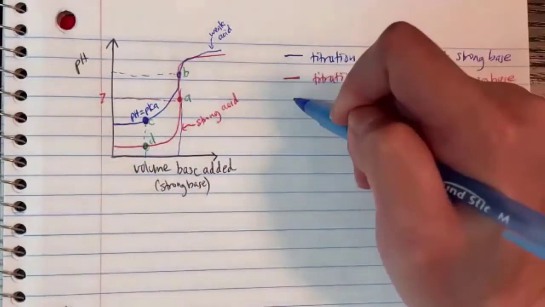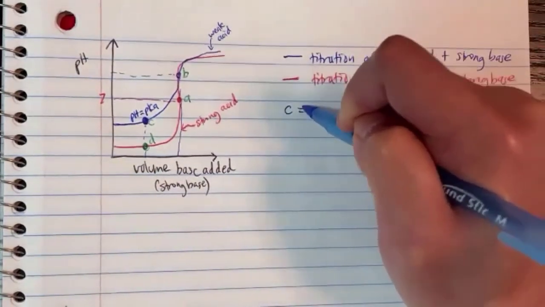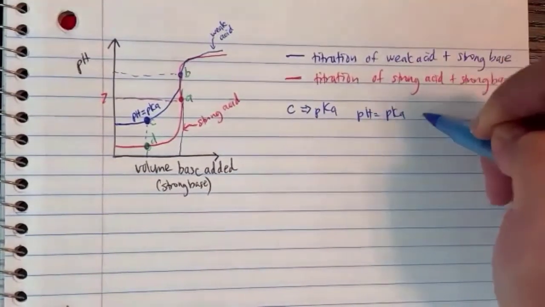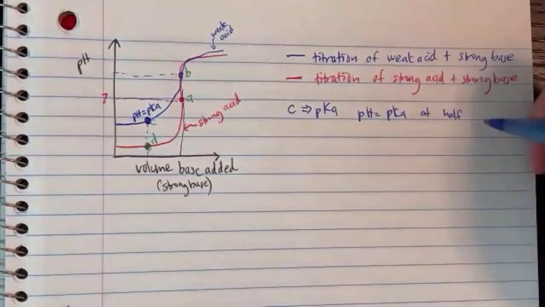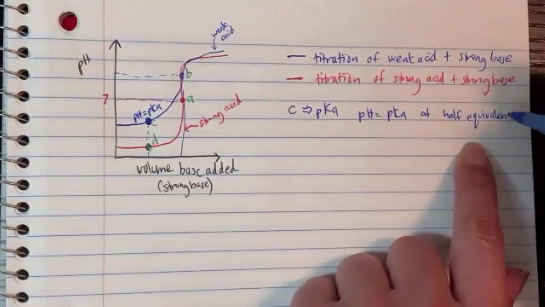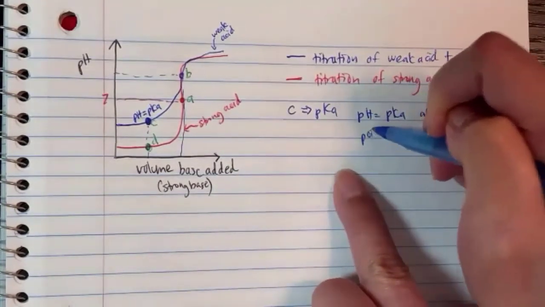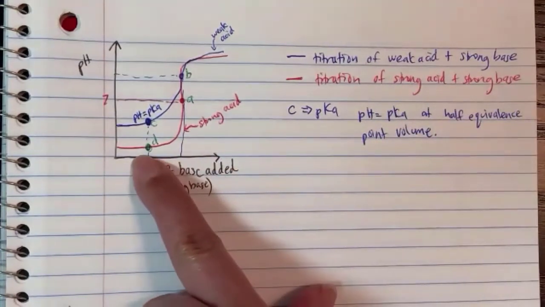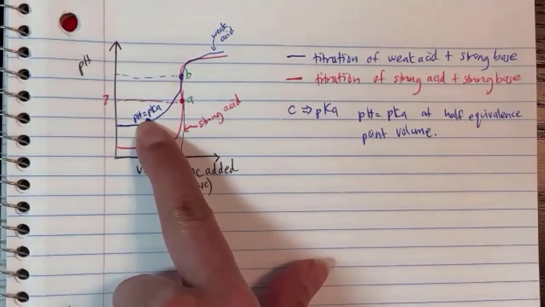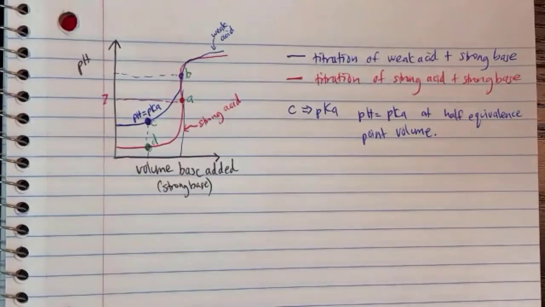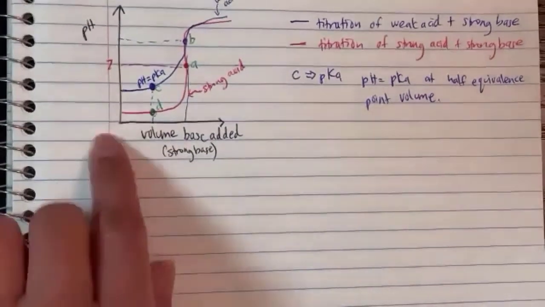Okay, so just remember C here is where you find the pKa, because pH equals pKa at half equivalence point volume. So if this is the full volume, half the volume, that spot there is where you find your pKa. And you only have that for the weak acid or weak base. So well, let's draw a picture of the other one, the opposite of this, okay?